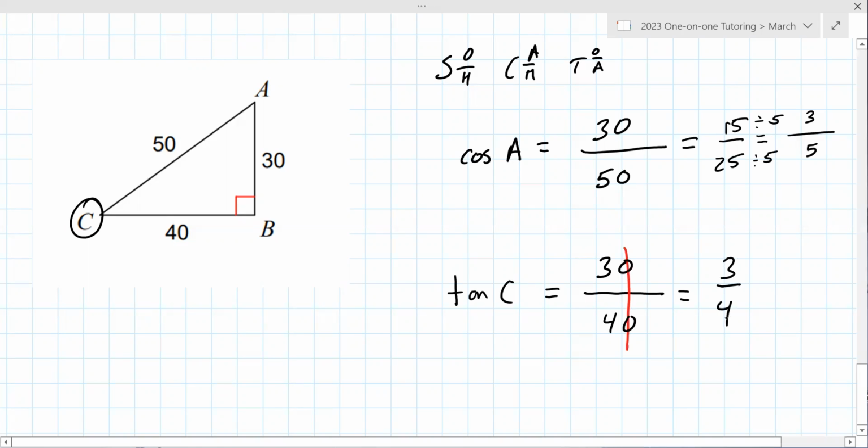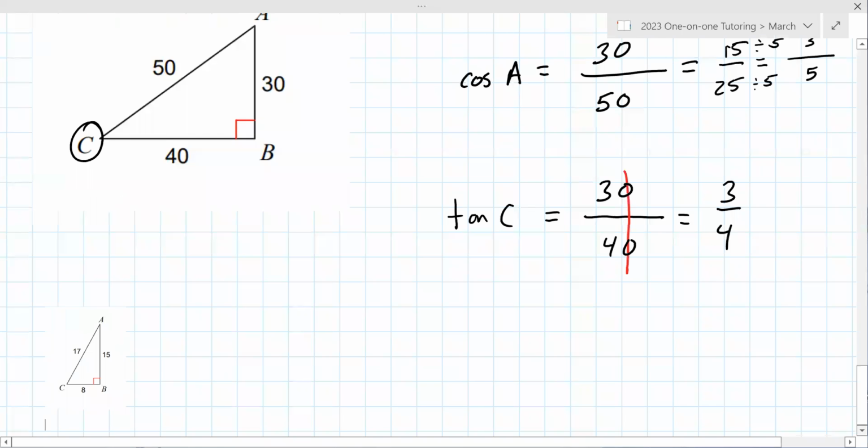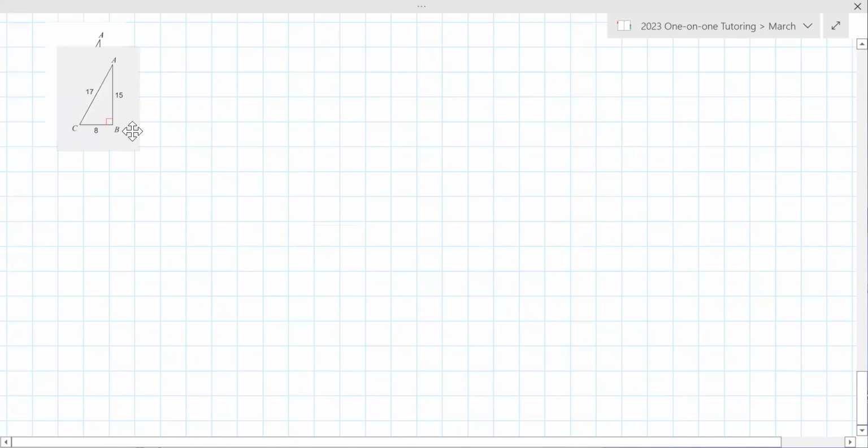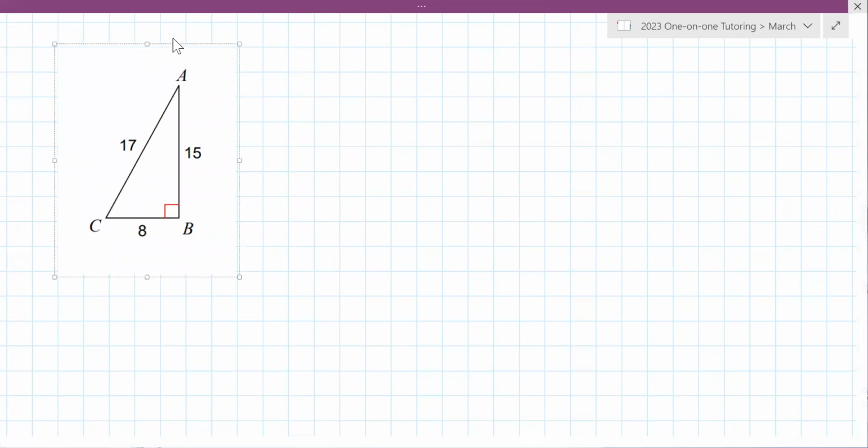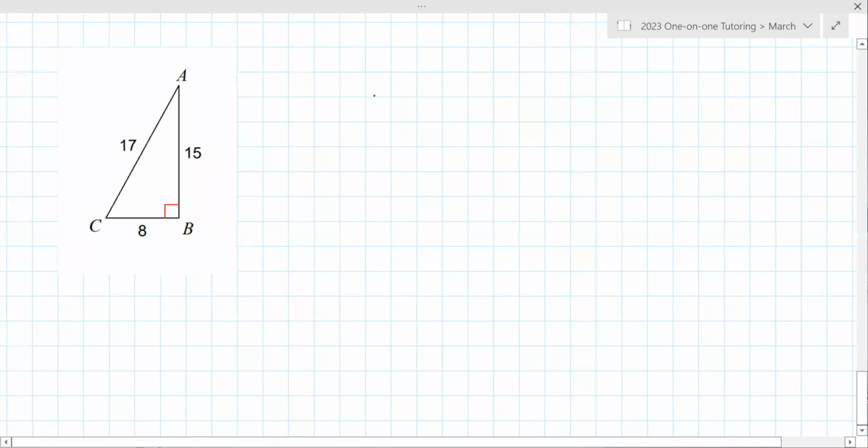Good. Okay, let's look at another one here. I think maybe one or two more, and then you'll have it down. We can move on to some other problems. All right, so let's look at this one here. Let's do what we've been doing. Let's do the sine of A.